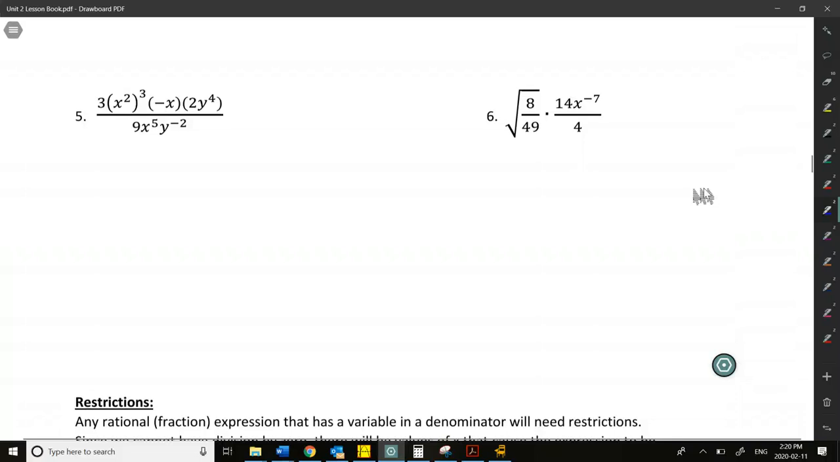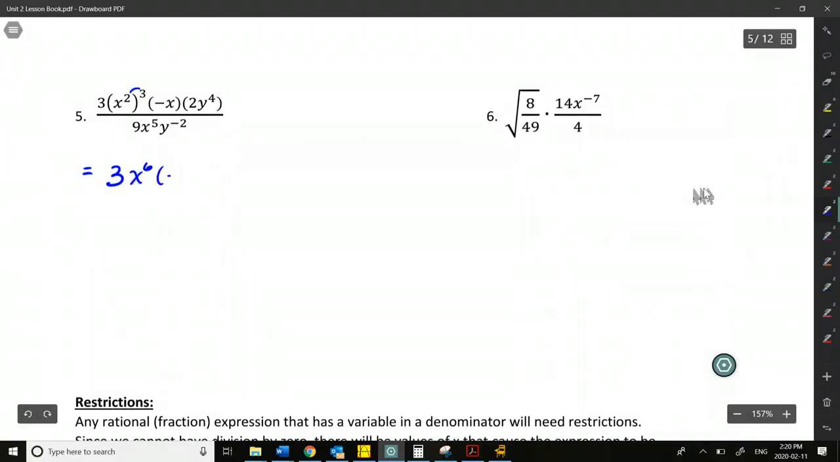Moving forward, let's work on a couple exponent rules here. Okay, so BEDMAS rules apply here, right? So we want to do brackets, exponents, then we'll do multiplication, division, and all of that good stuff. So the first thing that we need to do here is apply the exponent on this bracket. So exponent of an exponent means we do what with the exponents? Multiply. So x to the 6.